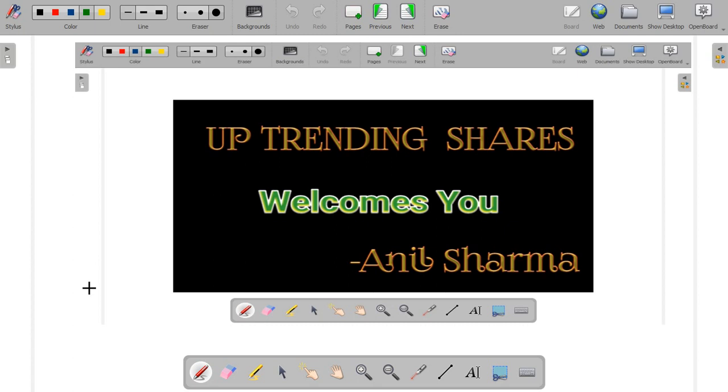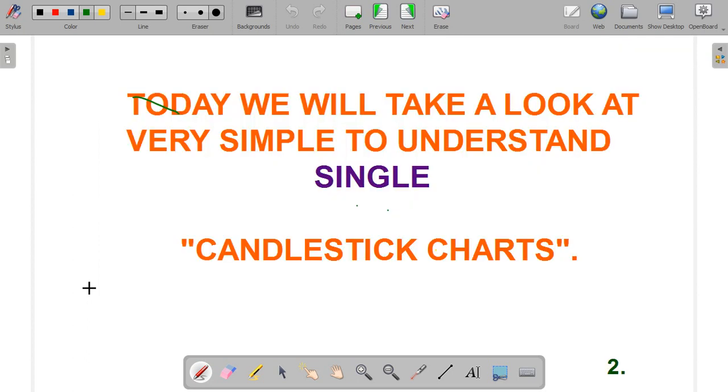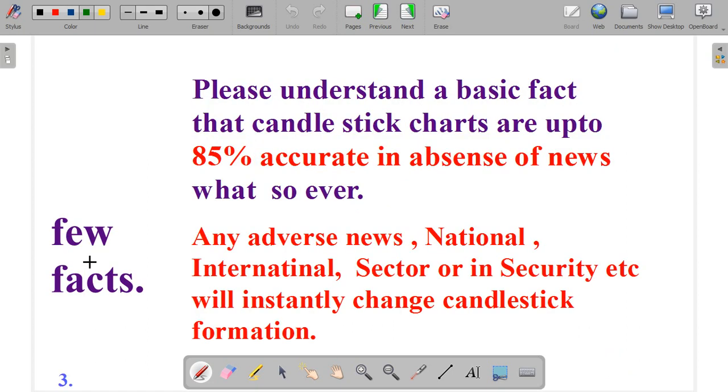So friends, let us go ahead with very simple understanding of single candlesticks chart and patterns. Few facts. Please understand a basic fact that candlestick charts are up to 85% accurate in absence of news whatsoever. Any adverse news, national, international, in sector or in security, etc., will instantly change the formation of candlestick.